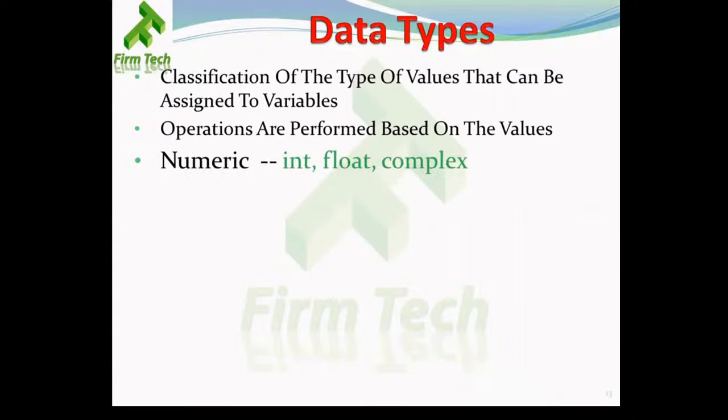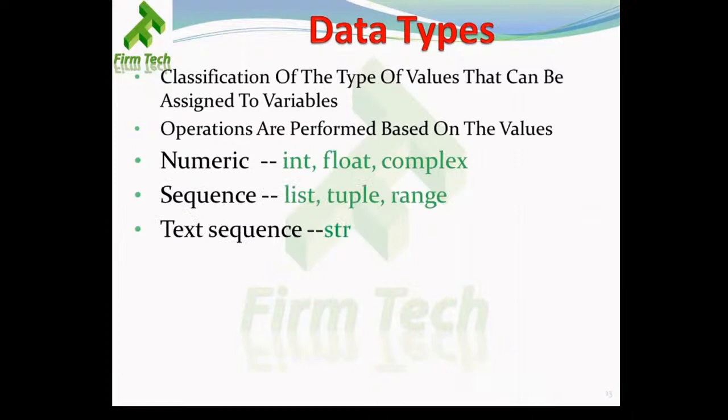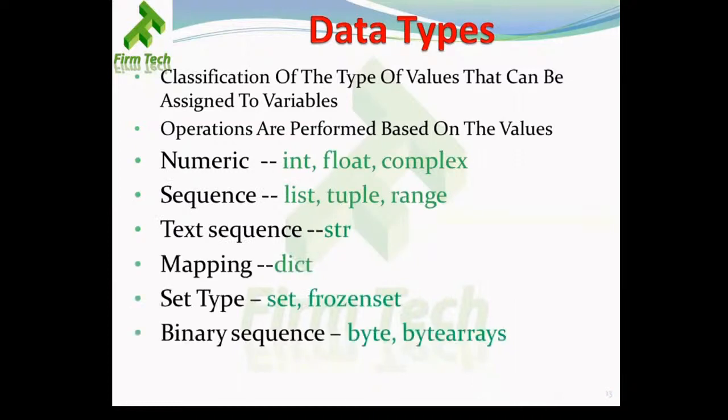And the data types are numeric, sequence, text sequence, mapping, set type, binary sequence, and Boolean. In the numeric type, we have three subclassifications, that is integer, float, and complex. Under sequence, we have list, tuple, and range. This text or string is also a sequence, that is a unicode sequence. And in mapping, we have dictionaries, or it is said as dict, D-I-C-T. Under set type, we have set and frozenset. Under binary sequence, we have bytes and bytearray. And last, we have the Boolean.